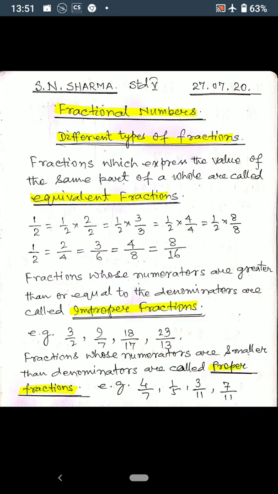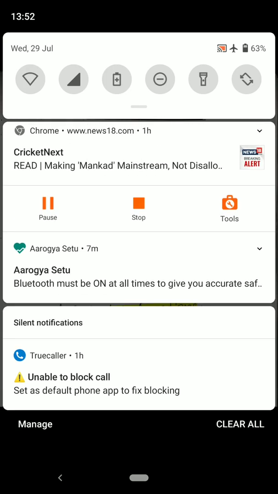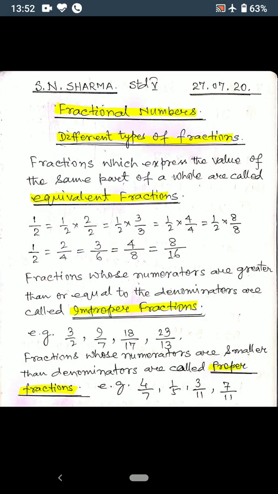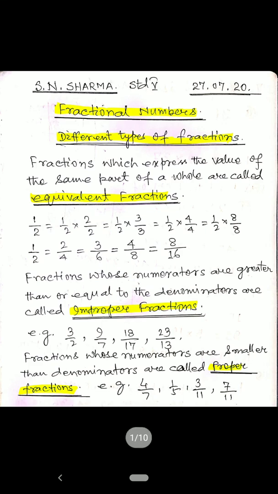Students, today I will discuss fractional numbers. Different types of fractions. Fractions which express the value of the same part of a whole are called equivalent fractions.